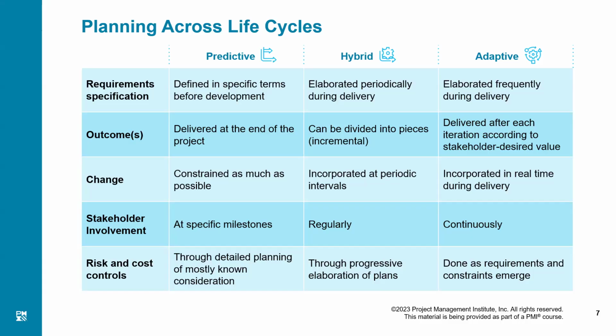Outcome of a predictive project is usually delivered at the end of the project. In Agile, we are delivering something after every iteration. So our delivery is more frequent and the customer, our stakeholder, is more engaged and involved in this case. Hybrid also follows a similar kind of procedure, but there is an outline plan and still we are working like Agile at the bottom.